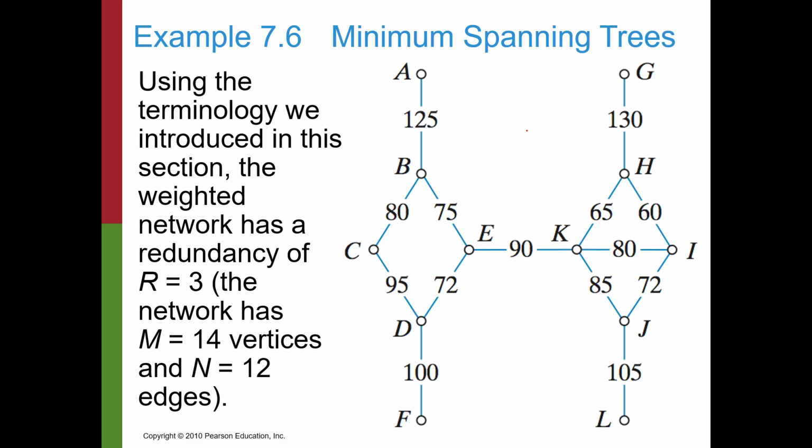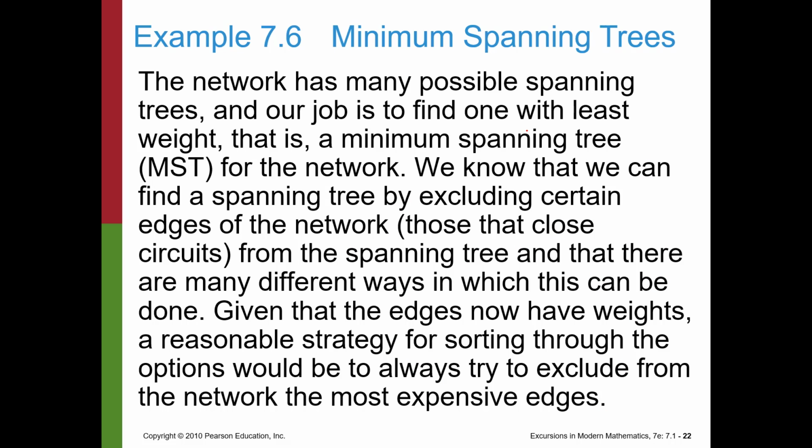Using the terminology we introduced in this section, the weighted network has a redundancy of 3. The network has 14 edges and 12 vertices. And so then to get a tree, we only need 11 edges. So 14 minus 11 is 3. We need to dump 3 edges.